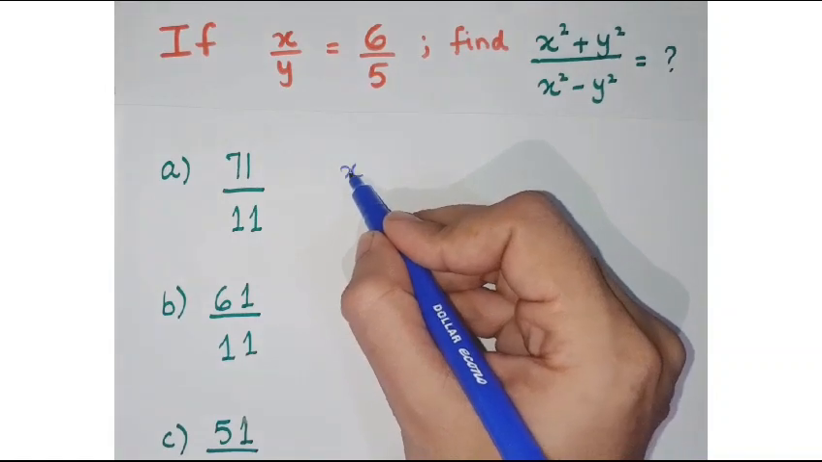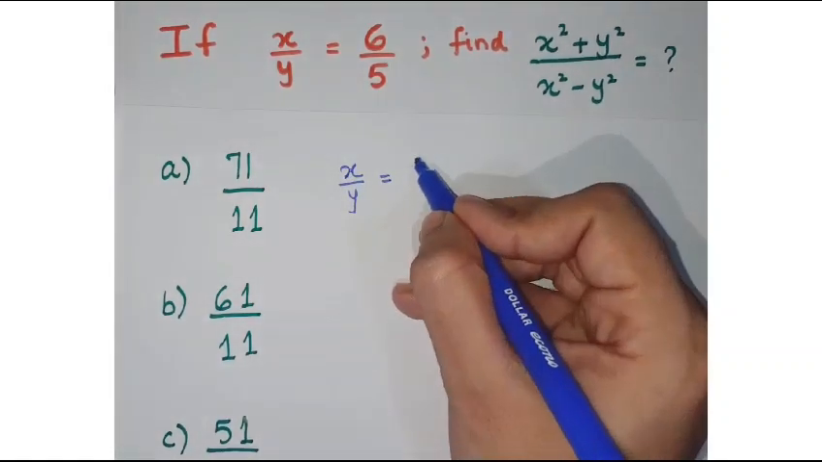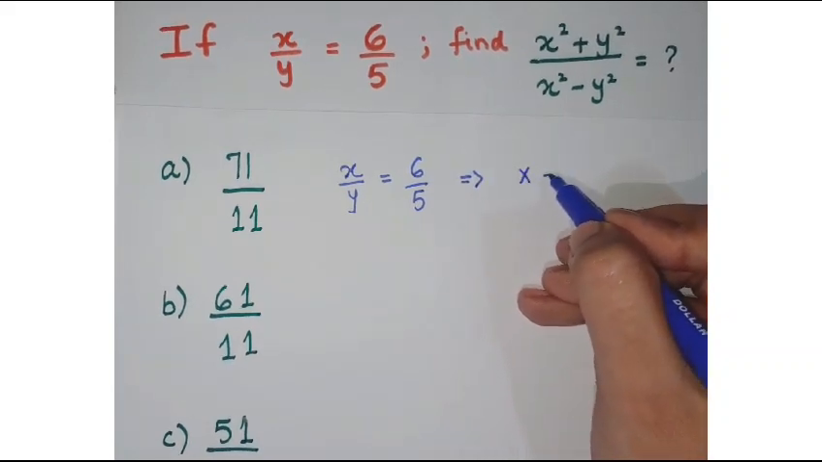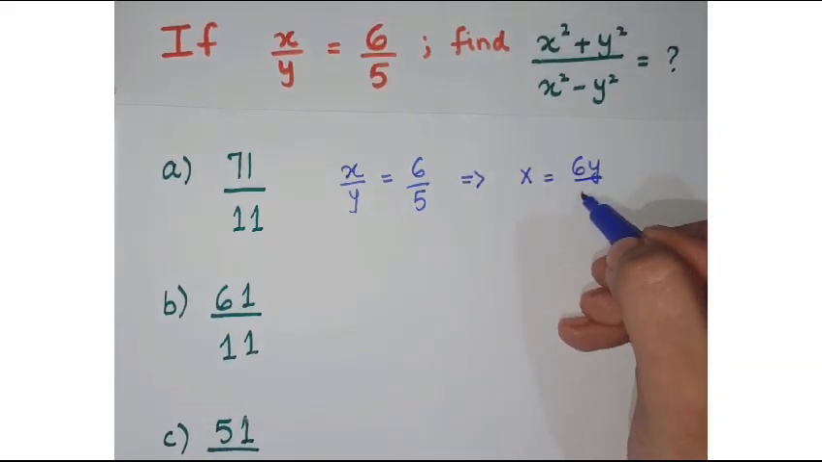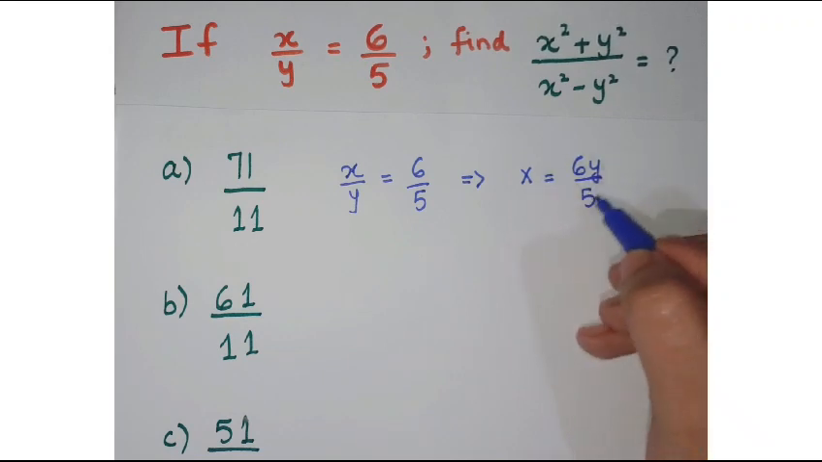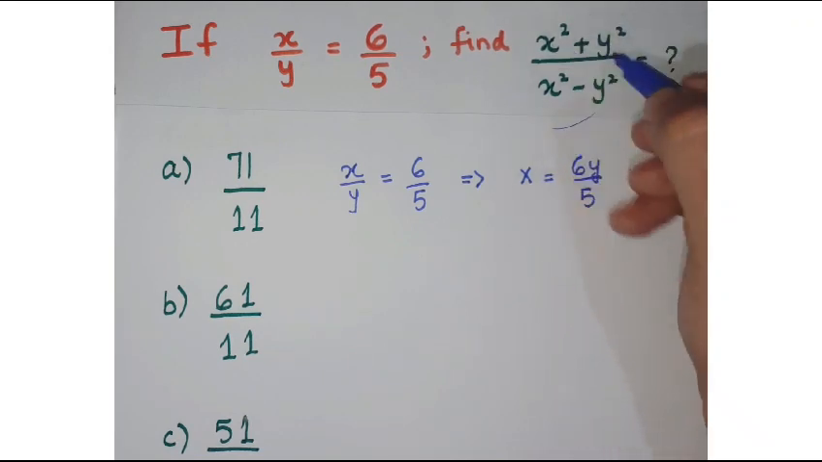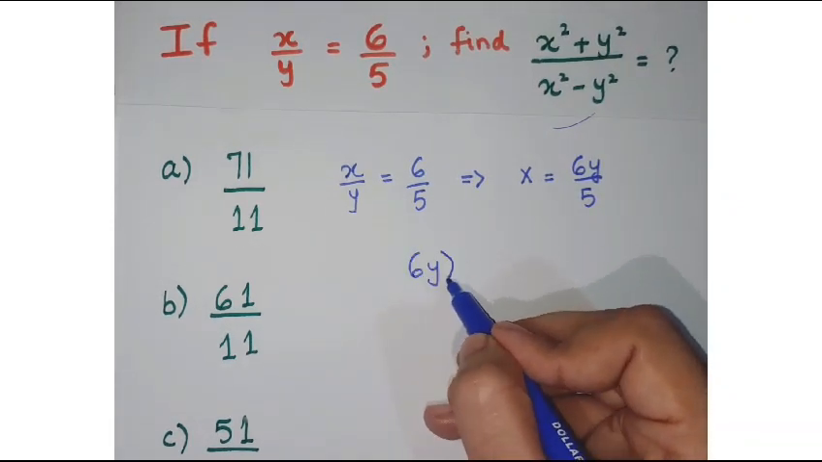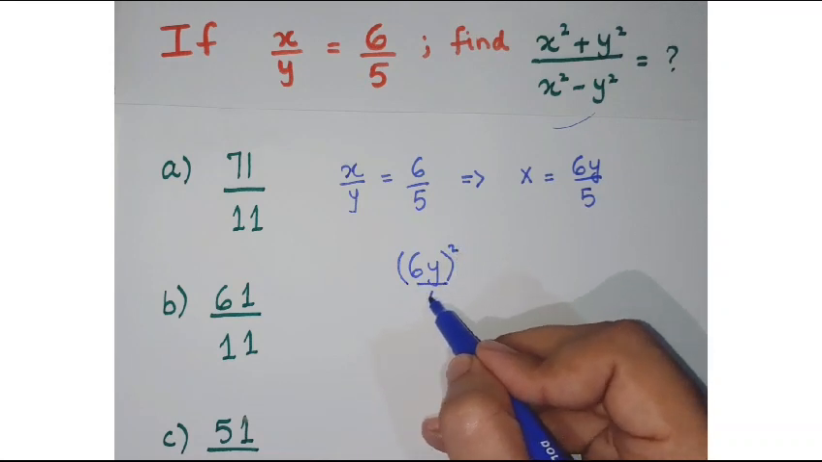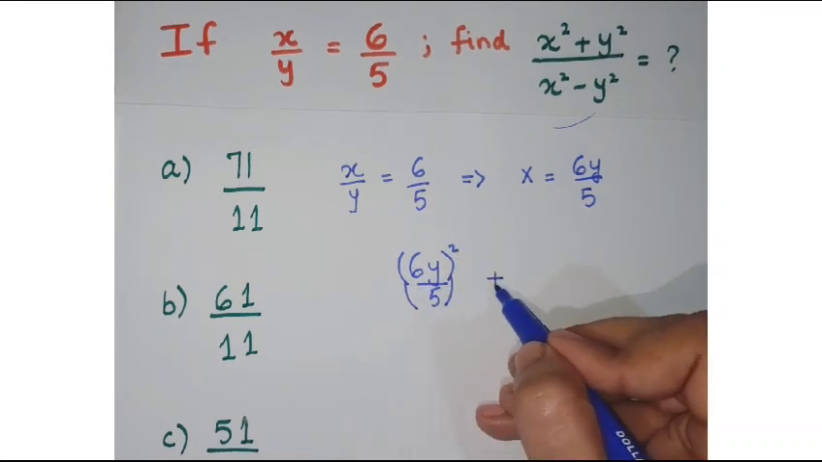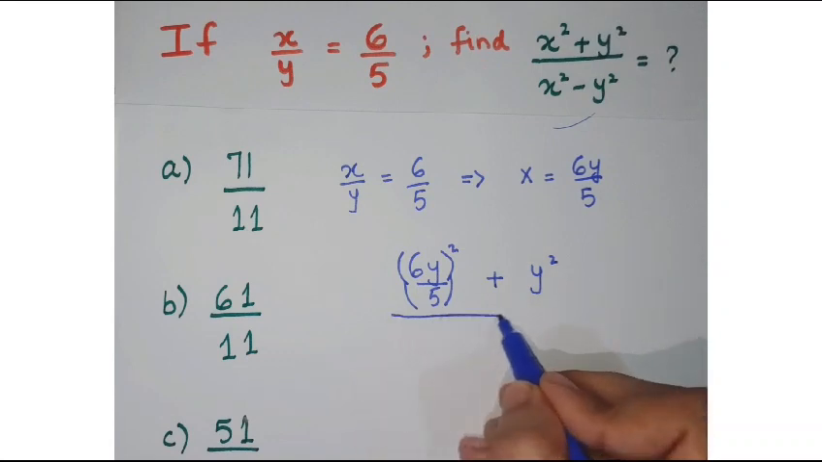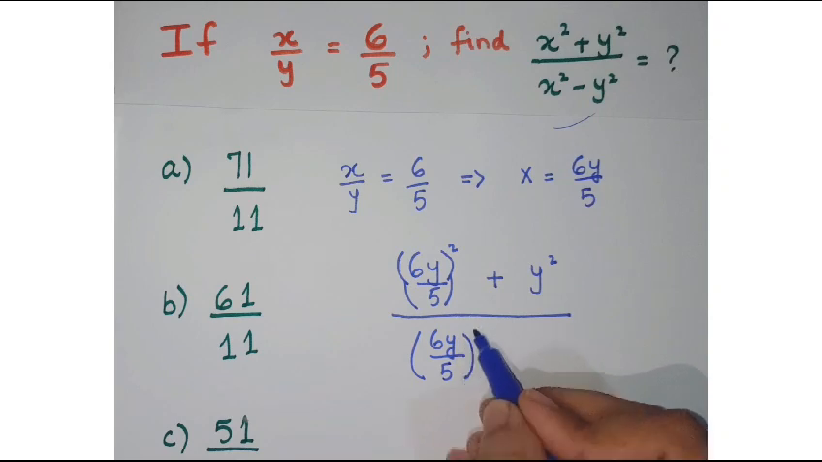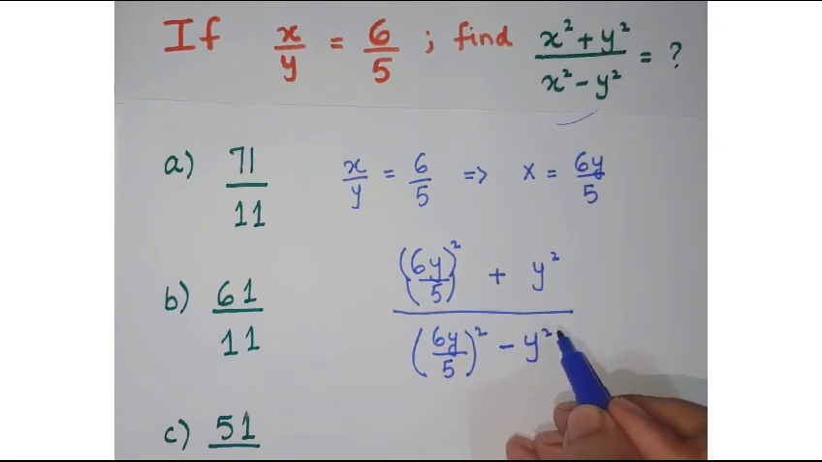You can write that x upon y, which is given as 6 upon 5, as x is equal to 6y upon 5. Now just put this value of x into what is required, right? So just put (6y upon 5) whole square plus y square upon (6y upon 5) whole square minus y square.